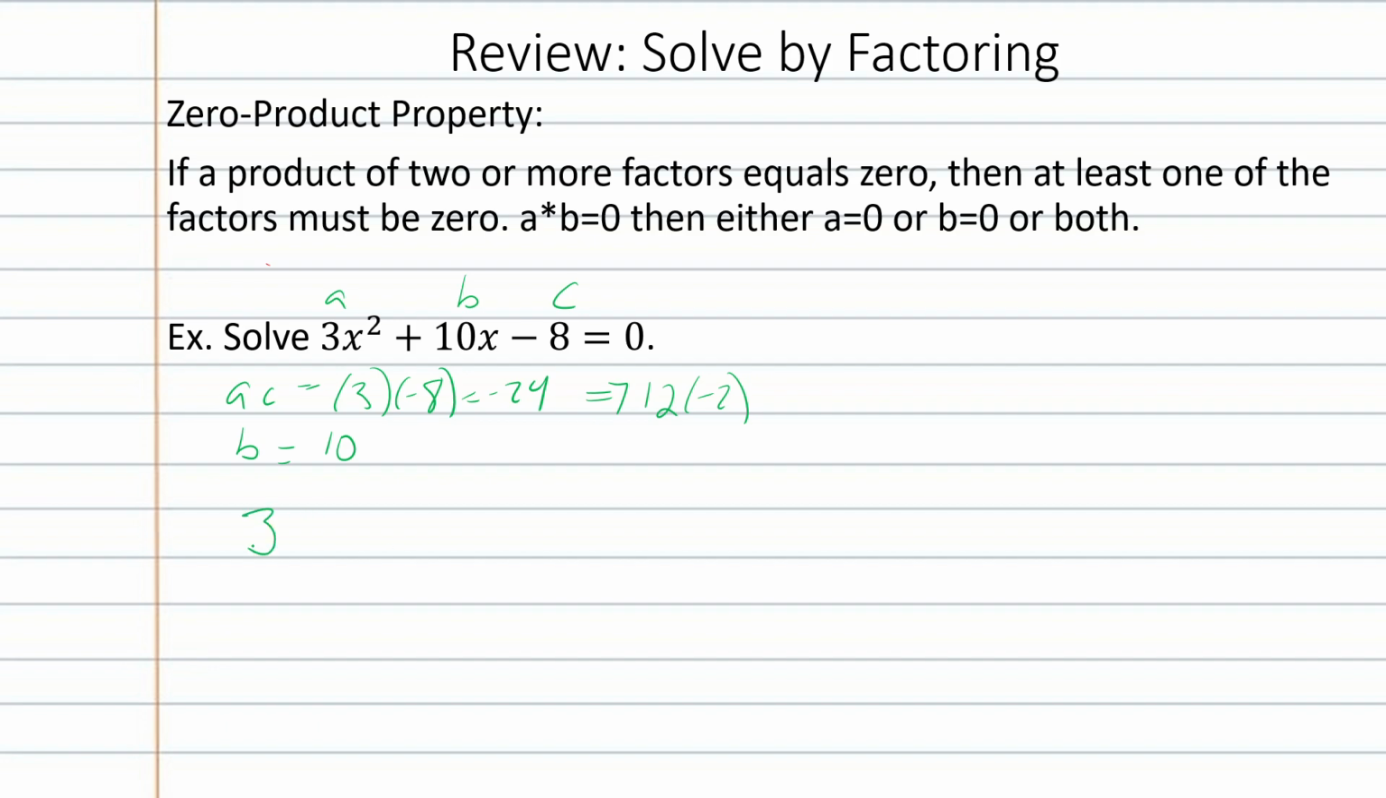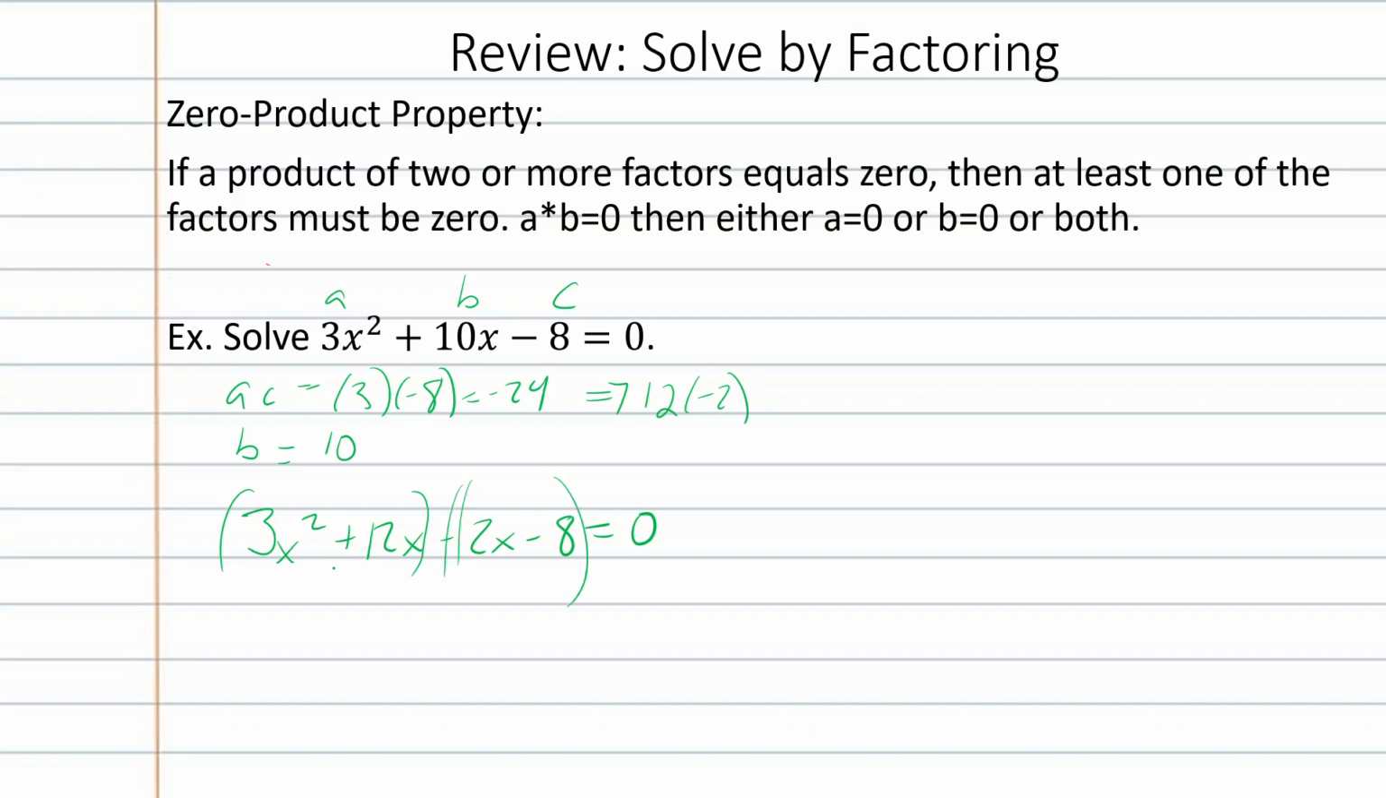Okay. So how does this look? Well, it looks like 3x squared plus 12x minus 2x minus 8 equals 0. And it honestly doesn't matter the order you put these in. You could have put negative 2x first, or you could have put 12x first. It still winds up being the same thing once you factor it out. Now, I'm going to factor by grouping here, which means I'm going to group the first two terms together, and then I'm going to group the second two terms together.